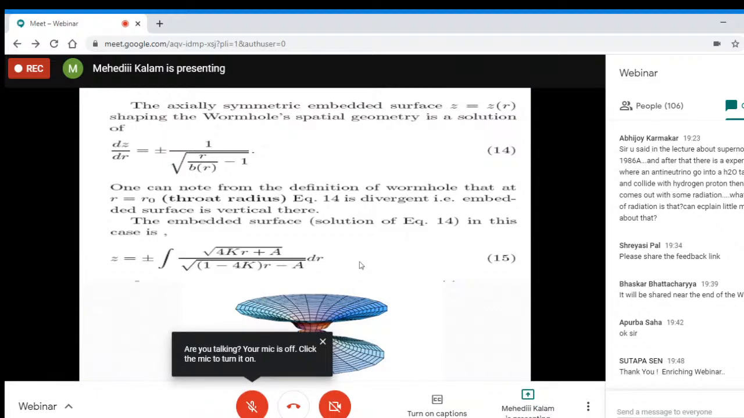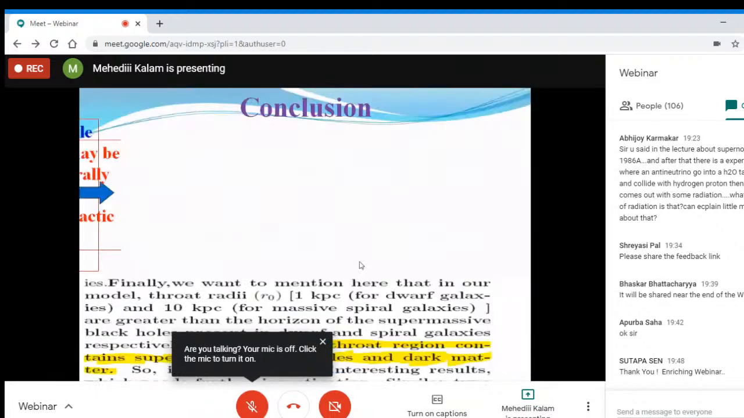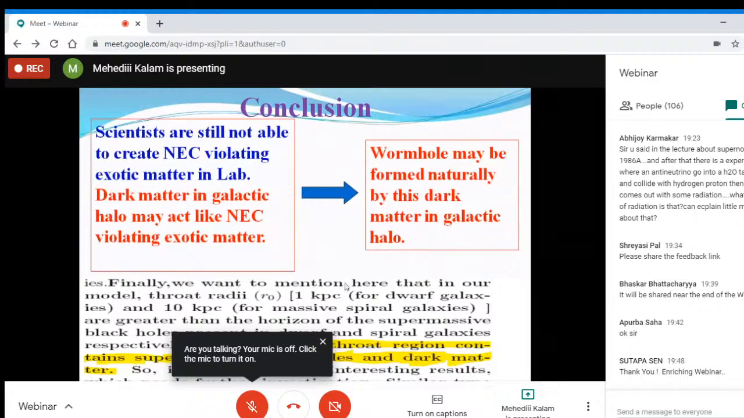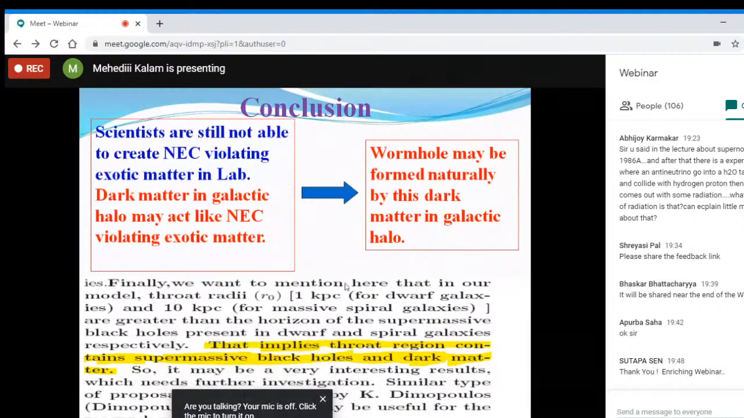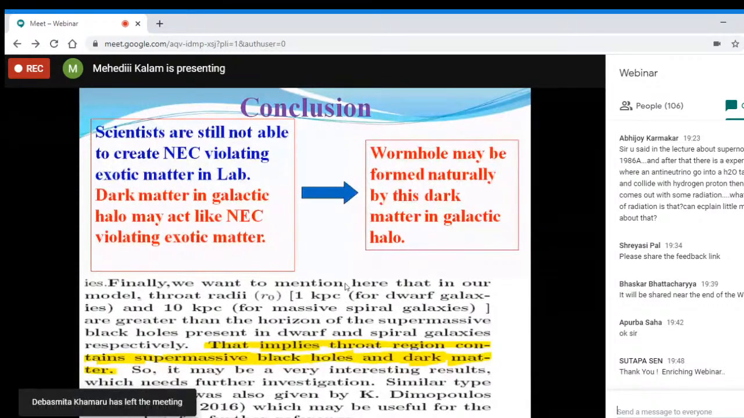So in conclusion, I want to mention here that scientists are still not able to create the null energy violating exotic matter in the lab. So dark matter in the galactic halo may act like null energy condition violating exotic matter. And wormholes may be formed naturally with some astrophysical phenomena by taking this dark matter in the galactic halo.